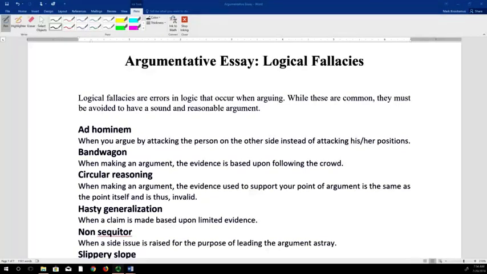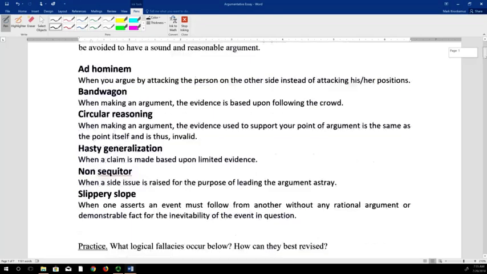Hey guys, let's continue talking about the argumentative essay. And in this lecture, we're going to touch upon logical fallacies. Now, I'm not going to read all this content here aloud to you, because you can read that for yourself, but logical fallacies cannot happen in a successful essay. So there's the different examples here, the most common logical fallacies.